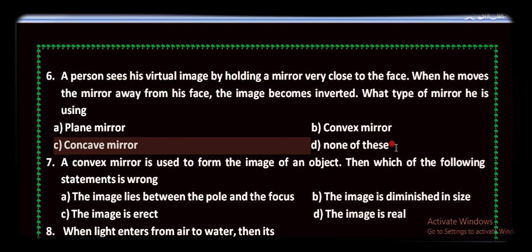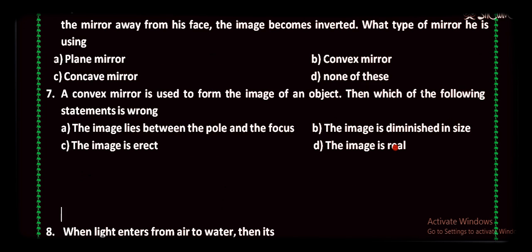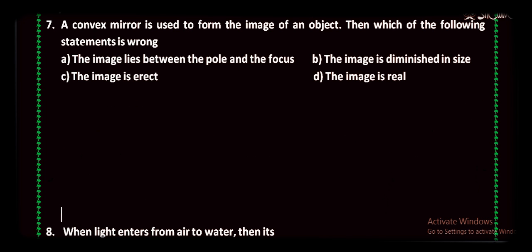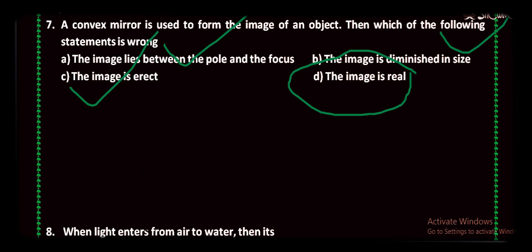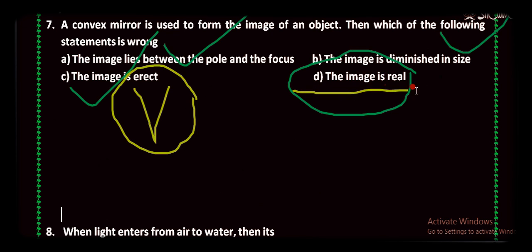A convex mirror is used to see the object, then which of the following is true? So convex mirror, now you know about the properties of convex mirror. We have already discussed this one, that it will always form virtual image. So image formed by convex mirror will be always virtual. So this is the wrong option. Image lies between pole and focus, right? Small in size, right? Erect image, right? So whenever the image is erect, then it is obviously virtual. So this concept is wrong. The image is real. So this is wrong about the convex mirror.